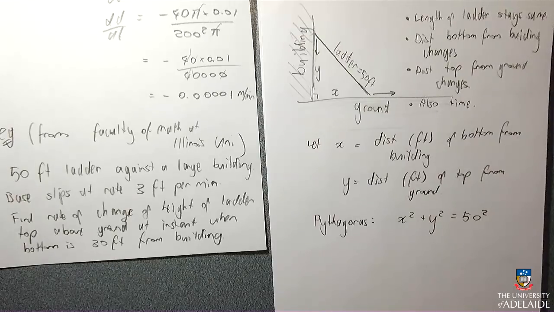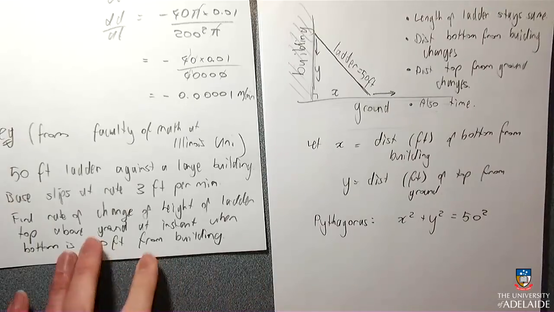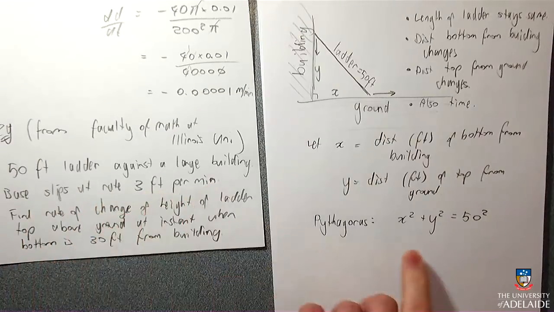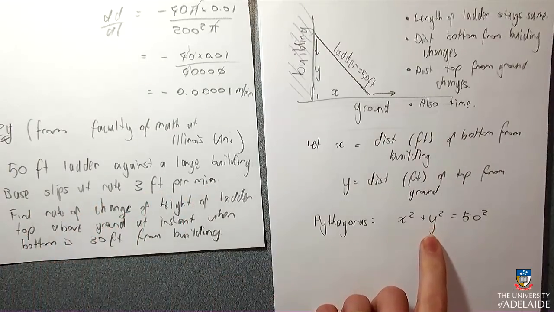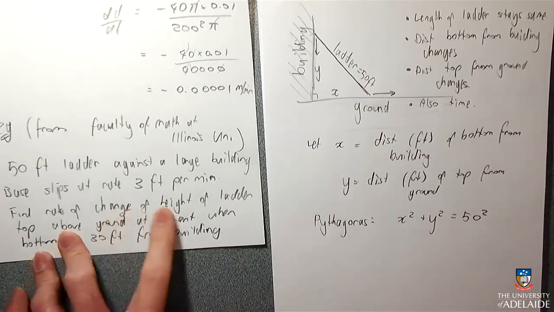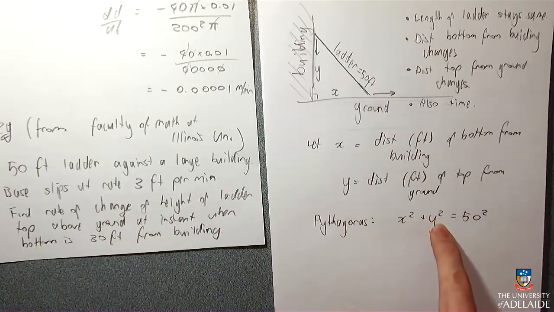Now, I haven't even written down the other information we've got here. I haven't got any of the numbers about the speeds. It says that the base is slipping at 3 feet per minute. Okay, so 3 feet per minute is the rate of change of the x, and they're asking us what is the rate of change of the height, so that's the rate of change of the y, that's the goal there. So I'm going to have to differentiate this to get a rate of change.